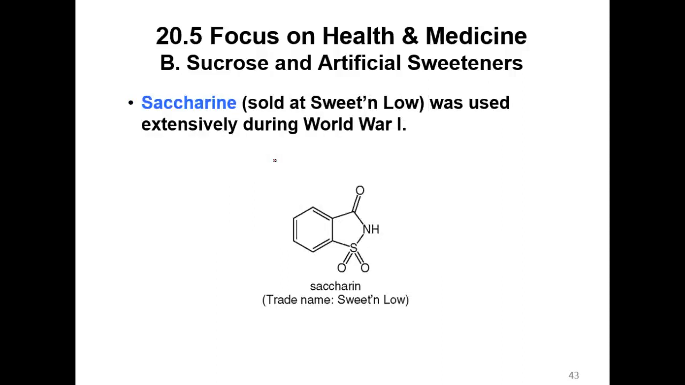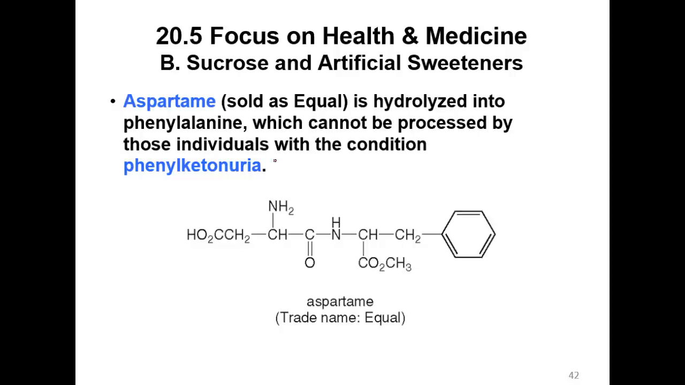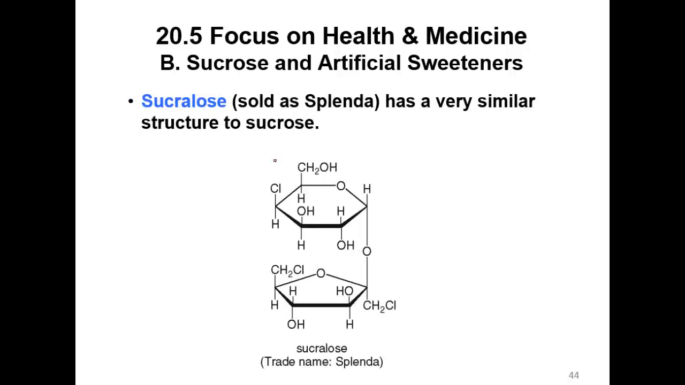Saccharin, which is sold as Sweet'N Low, was used during World War I. I don't know how much saccharin really is around these days. I don't really see Sweet'N Low that often. I see Equal mostly, which is aspartame, and then Splenda, of course, is kind of the newest one.